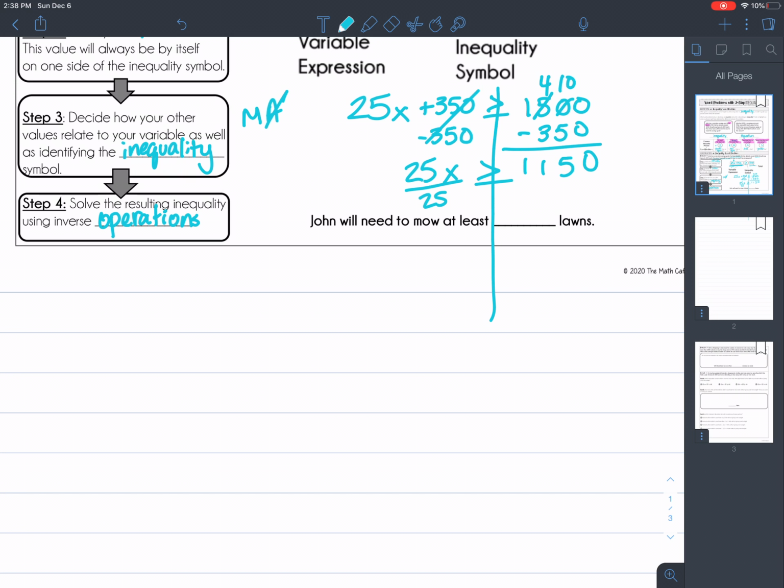And lastly, we're going to get rid of this 25 by dividing. So multiplying by 25 and dividing by 25 cancel out. Got to do that over here as well. And this is where I needed more room.